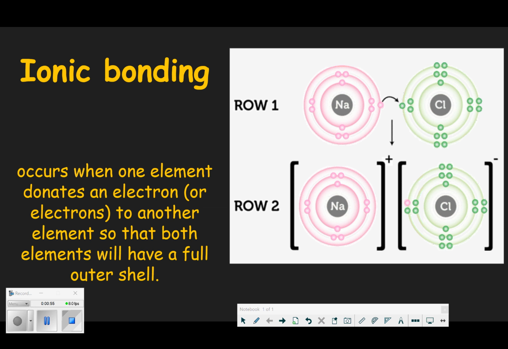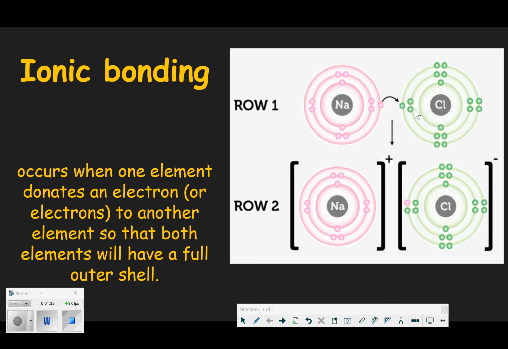If it donates electrons, the atom becomes positive because it's got more protons than electrons. If the atom steals electrons, it becomes negative because it's got more electrons than protons. It becomes positive however many it donates, or negative however many it steals. So look here. On row 1, you've got the same number of protons as electrons. When this electron is given away, you have one more proton than electron, so this charge is a +1.